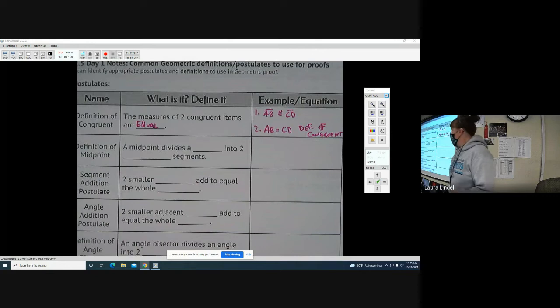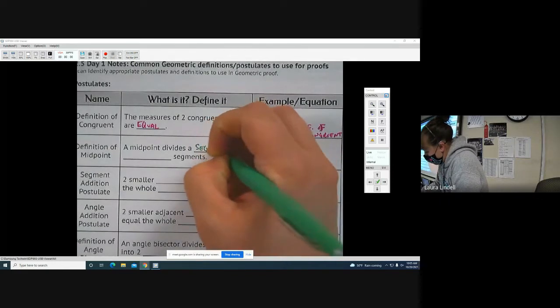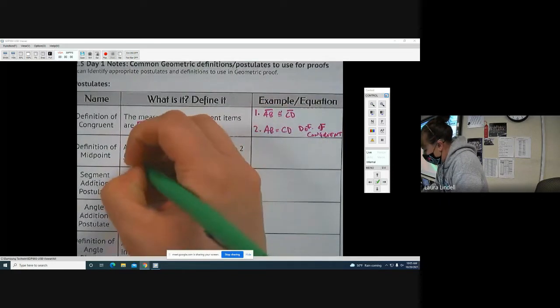All right. Next one. We're going to see a lot of definition of something. So definition of midpoint is the next one. A midpoint divides a segment into two congruent segments.